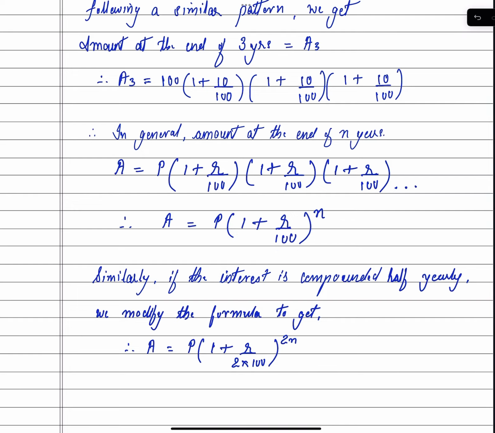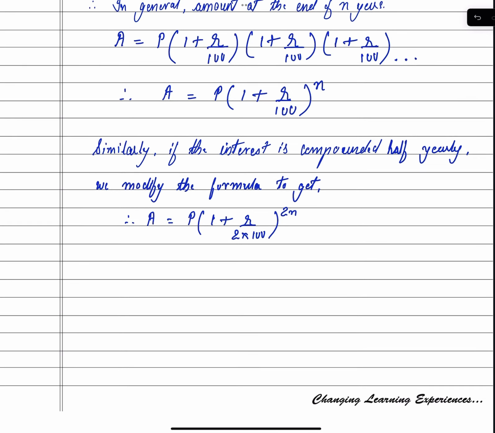Similarly, if the interest is compounded half yearly, we modify the formula to get the amount as P times 1 plus, instead of R over 100 it becomes R over 200, because we are calculating interest after every 6 months. So if the rate of interest for the whole year was 10%, for half the year it should be 10 over 2, which is 5%. So this ensures that the rate gets divided by 2.